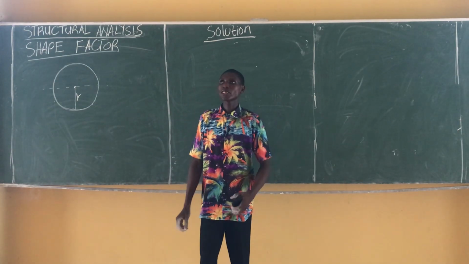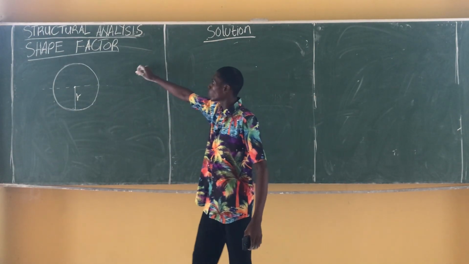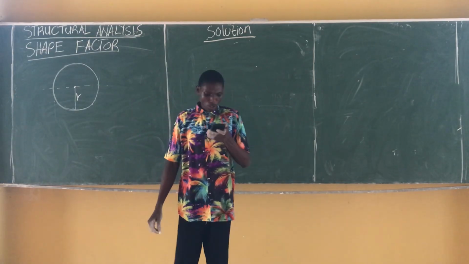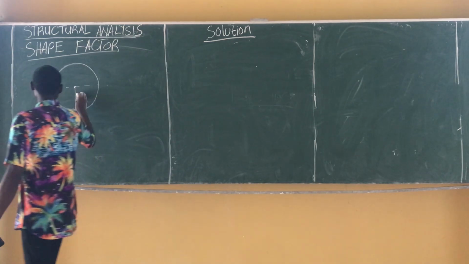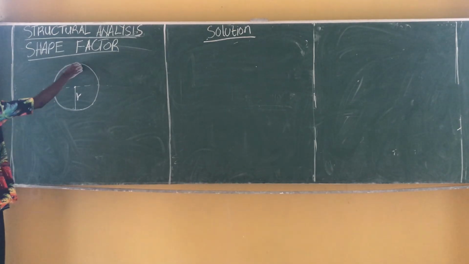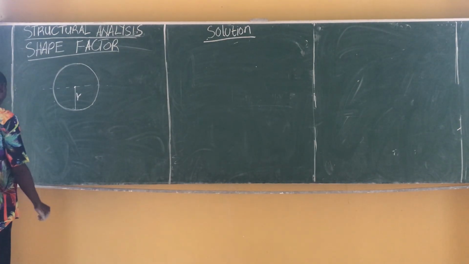Okay, so we are going to be taking a problem to determine the shape factor of a circular section. The question says, show that the plastic moment and shape factor of a beam of solid circular cross section having a radius r and yield stress sigma y are 1.33 sigma y r cube and v is equal to 1.69.